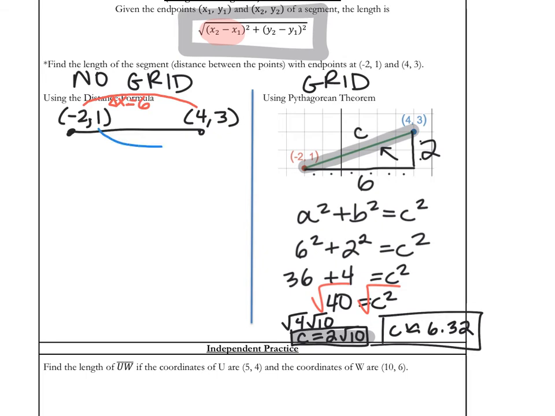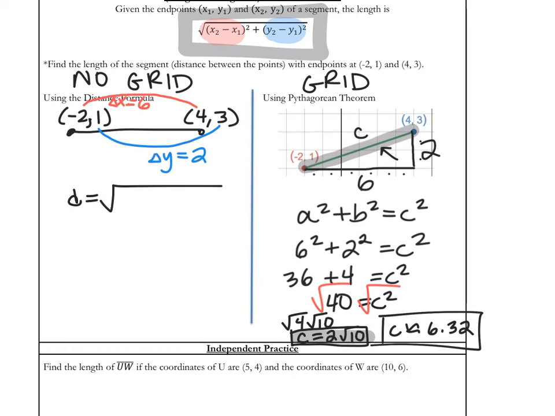And then from 1 to 3, my y values, there are 2 spaces. The distance is 2, and so I say my change in y is 2. You can get the same thing by subtracting. 3 minus 1 is 2. 4 minus -2 is 6. You get the same thing. Just be careful and put it in parentheses if you want to use the subtraction method. I just counted. Okay, now we plug it in.